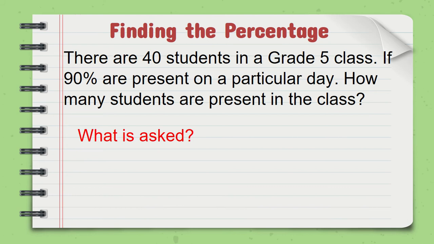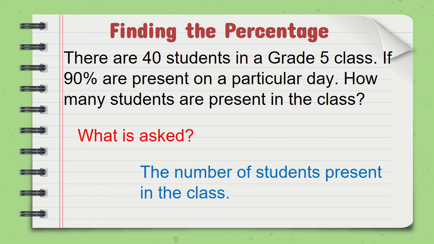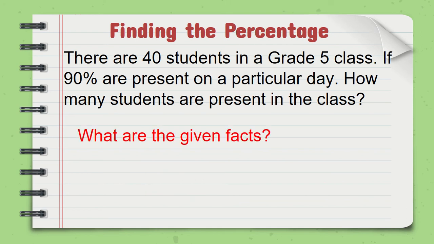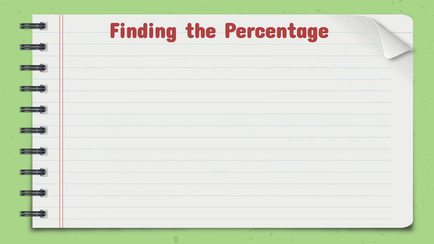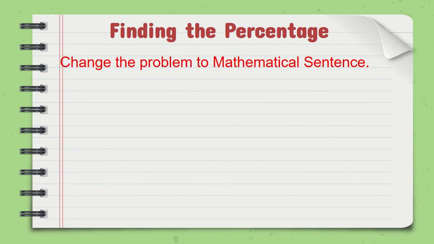So, what is asked in the problem? The number of students present in the class. What are the given facts? 40 students and 90%. So change the problem to mathematical sentence. So it will be 90% of 40 is blank.